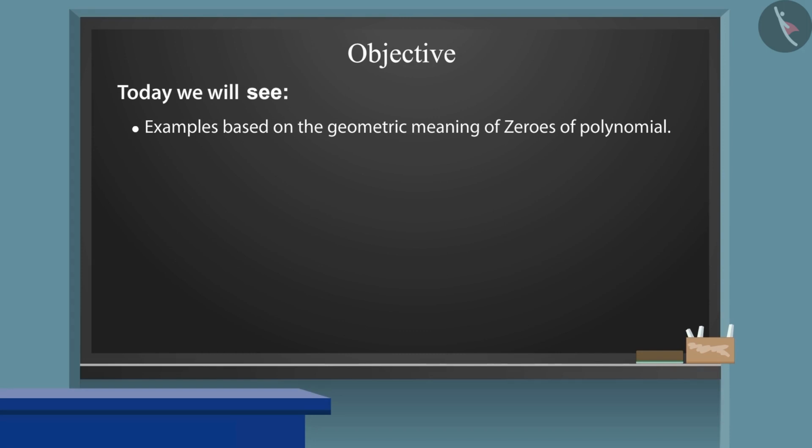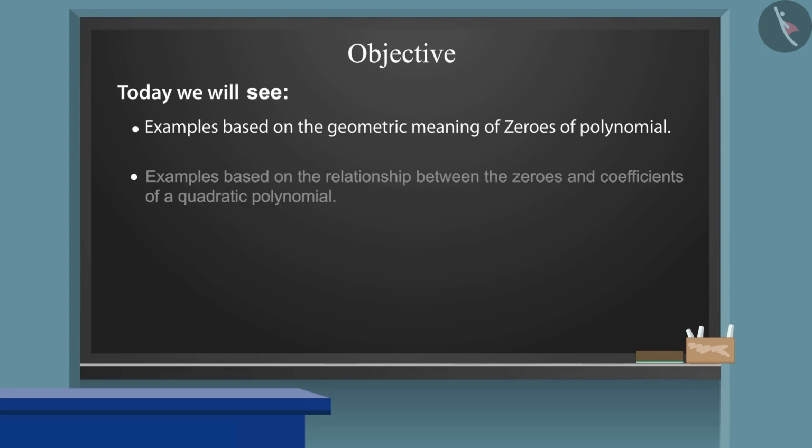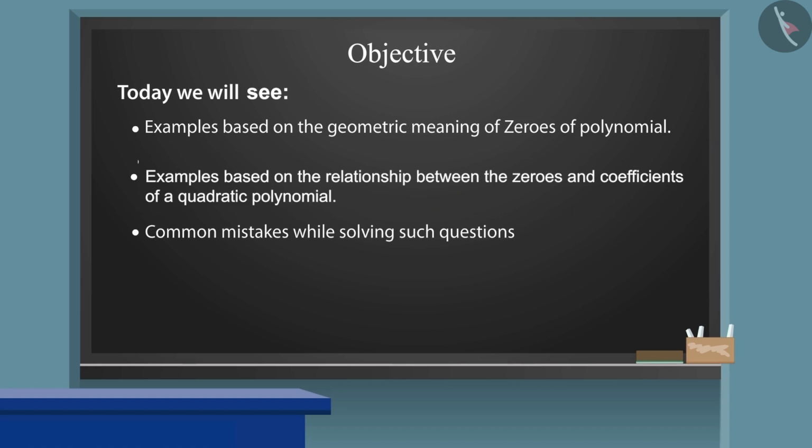We have studied the geometric meaning of the zeros of polynomials and the relation between the zeros and the coefficients of a polynomial. Now we will see what can be common mistakes while solving these type of questions.